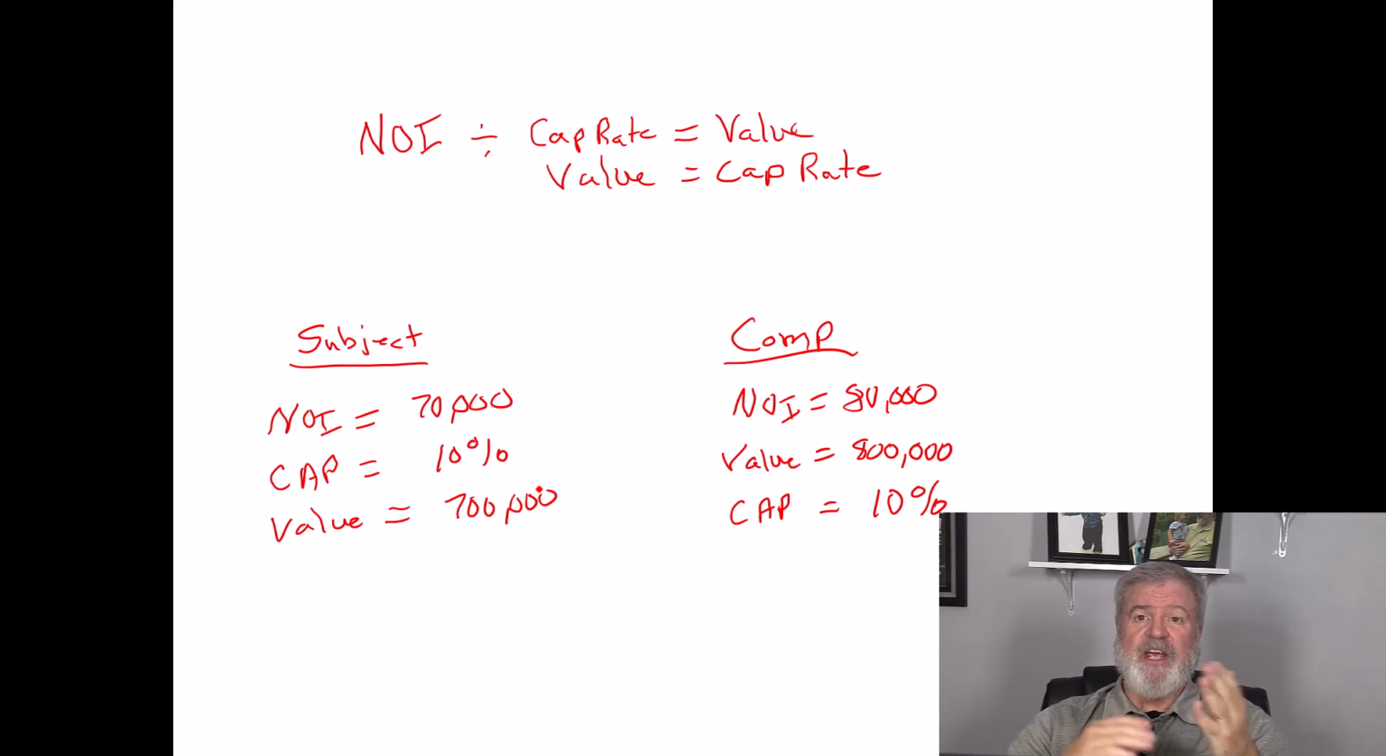So anyway, say the gross income was 100,000 and the vacancy rate is 10%. Well, what's 10% of 100,000? 10,000, right? So you'd have to deduct that first. When you subtract the 10,000 from the 100,000, that gives you 90,000, right?